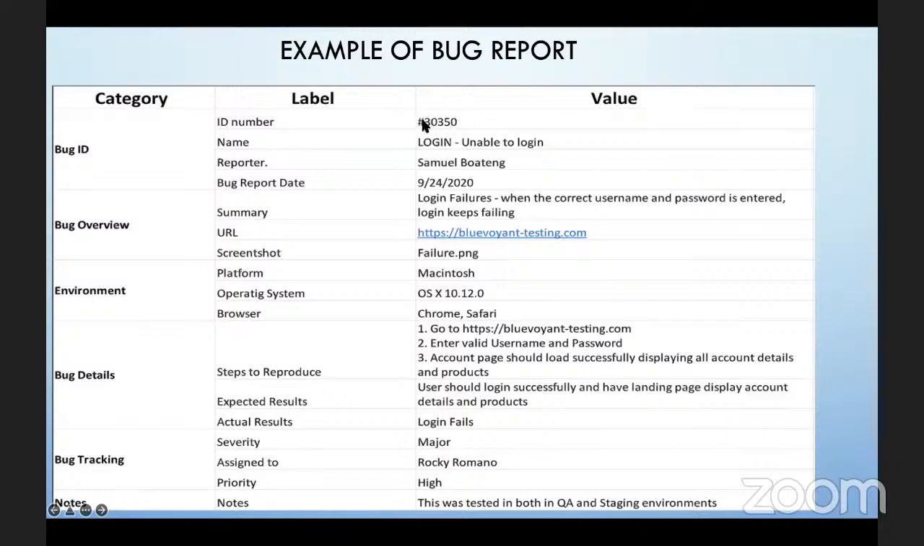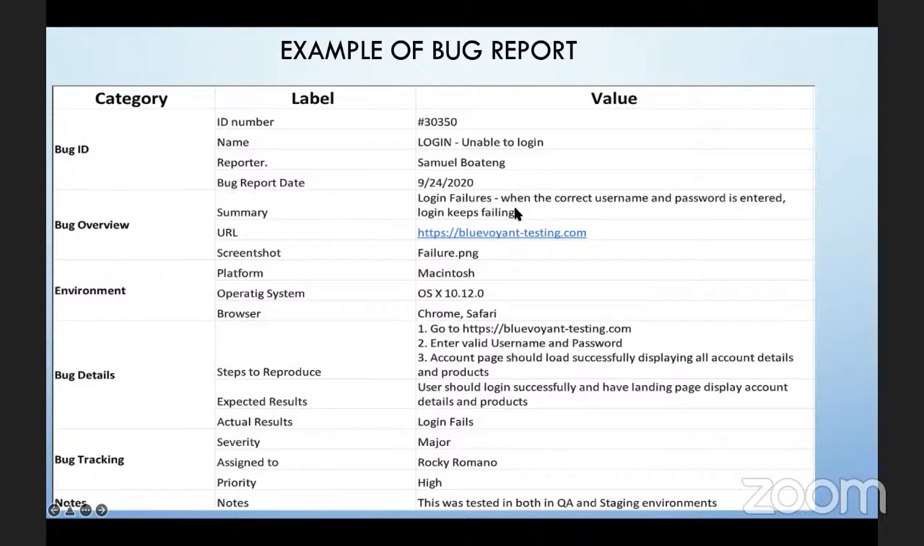You can have some bug ID in there, and then the name of this bug or this issue is "unable to login," right? Keep it very simple. It's not complicated. Who's reporting this? The name is there. What is today's date? So 9/24/2020.